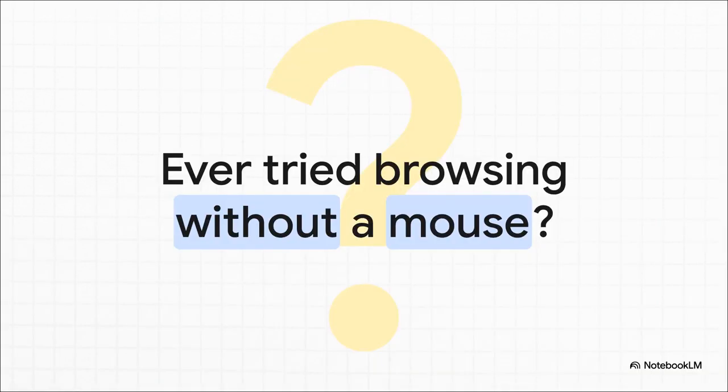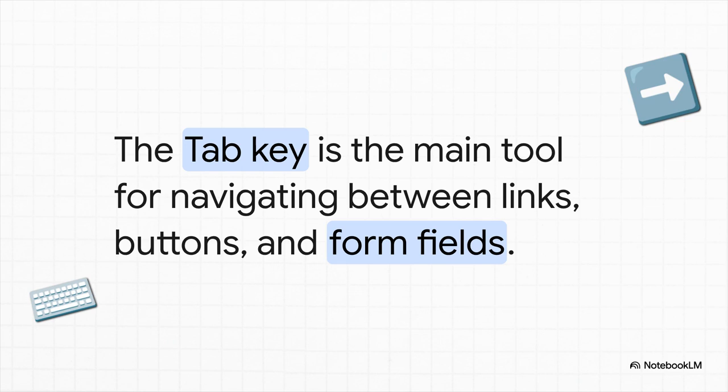Just for a minute. Unplug your mouse, put it away, and try to get around your favorite website. It's a fun little experiment for some of us, but for a whole lot of people, this isn't an experiment. It's just how they use the internet every day. For these users, the tab key is basically their mouse. It's what lets them jump from one interactive thing to the next. From a link to a button to a box you type in.